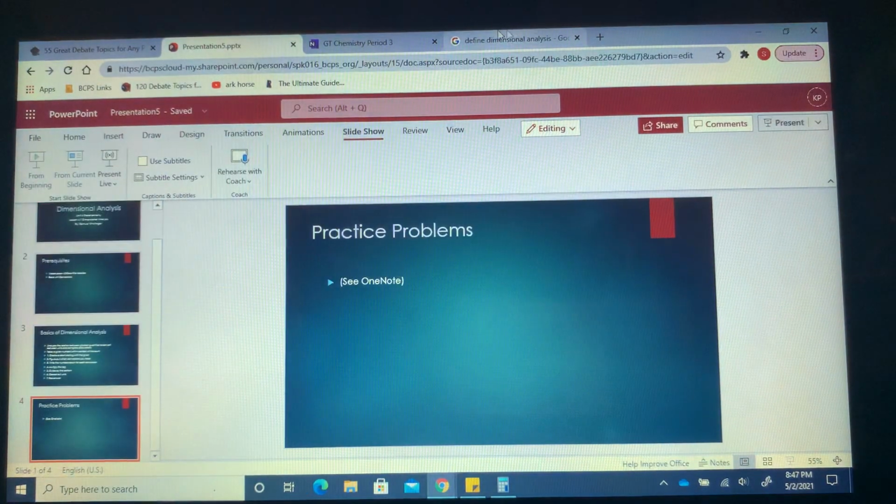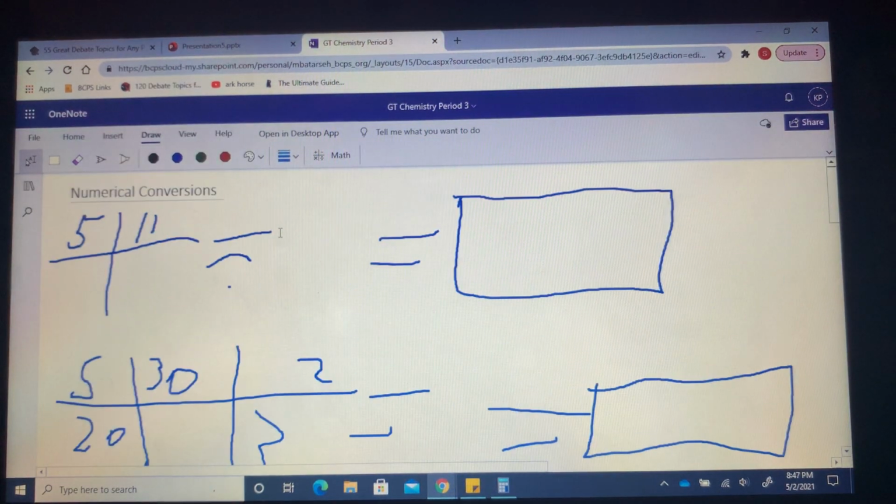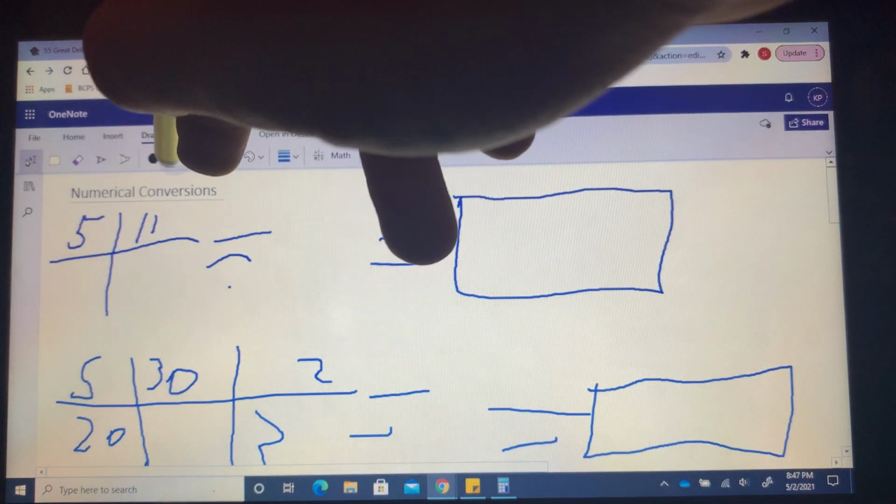Now, this is a little hard to understand, so let's do some practice problems. Get yourself a nice stylus so you can write on a screen.